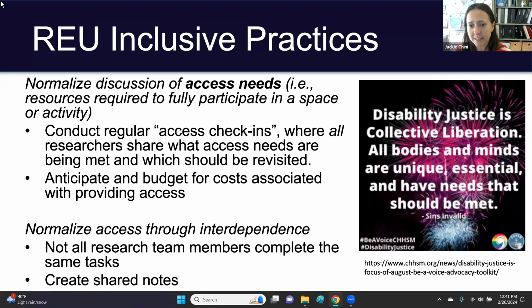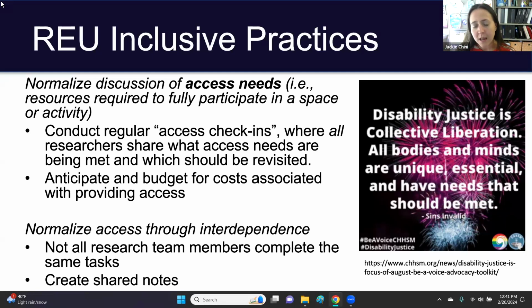So we can do this by conducting regular access check-ins, where all of the researchers in the group share what access needs are being met and which of their needs should be revisited at that time. So this could include things like deciding in a meeting that the research group is going to take notes together on a cloud-based document so that we can go back and review what happened during a meeting later. And maybe that was not a practice at all, and we add that as a practice at one month, but then we also want to, a month later, see how that's working.